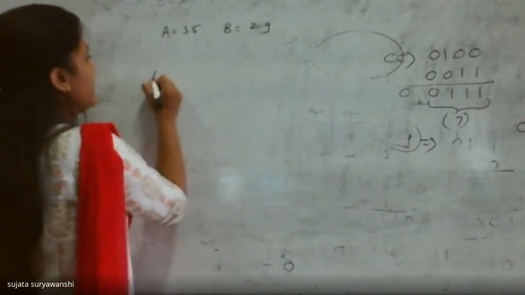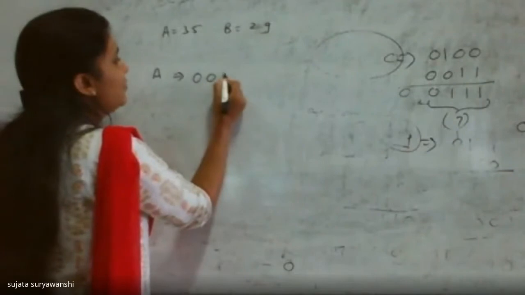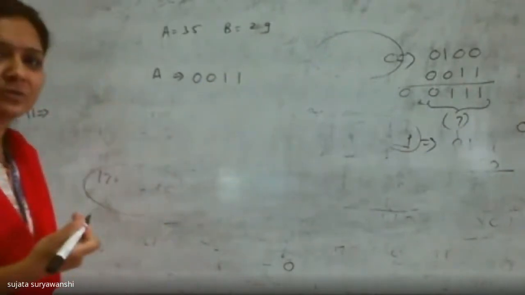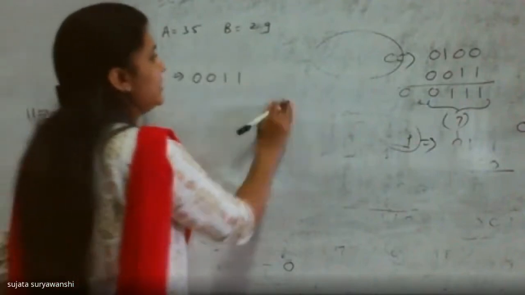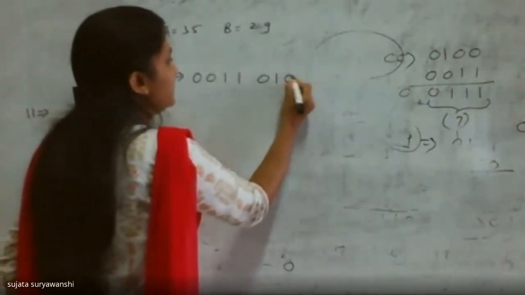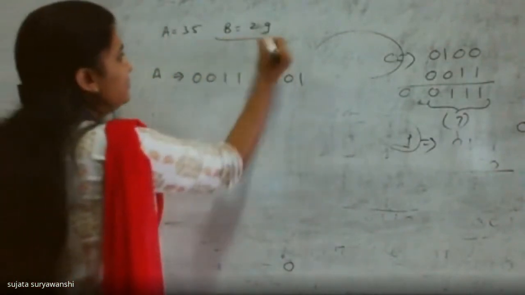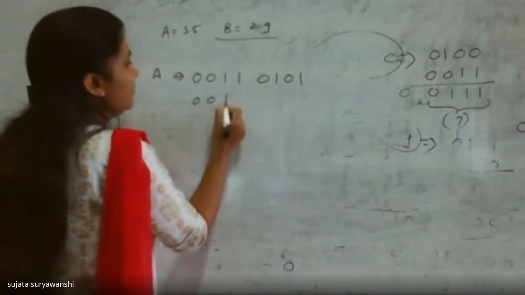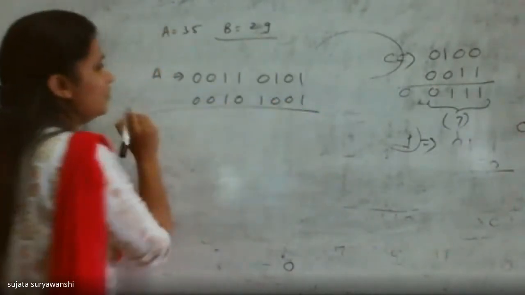So first A can be represented by 3. 3 means 0011. You have to simply write down the 4-bit binary equivalent of each decimal digit. So 3 can be represented by this. Now 5 can be represented by 0101. After that, B. B means what? 0010. And 9 can be represented by 1001.